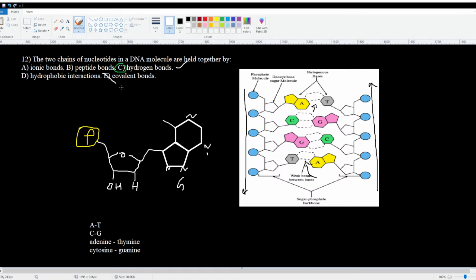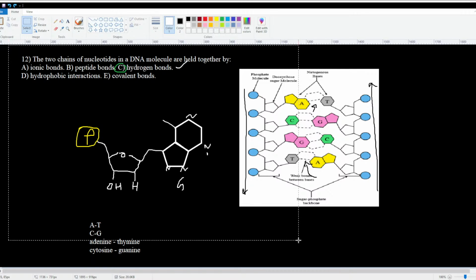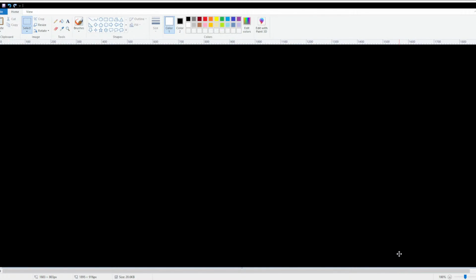Not covalent bonds, because that would be way too strong. Not hydrophobic interactions, that would be way too weak. Not ionic interactions, because there are no ions. And not peptide bonds, because we're talking about DNA, not proteins. So that's number 12.